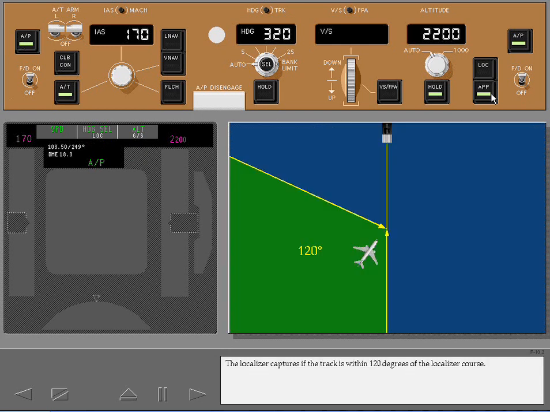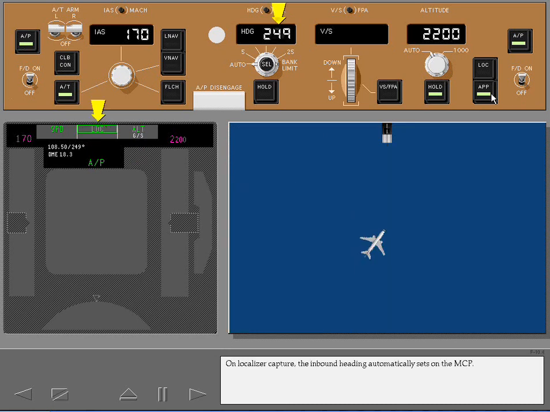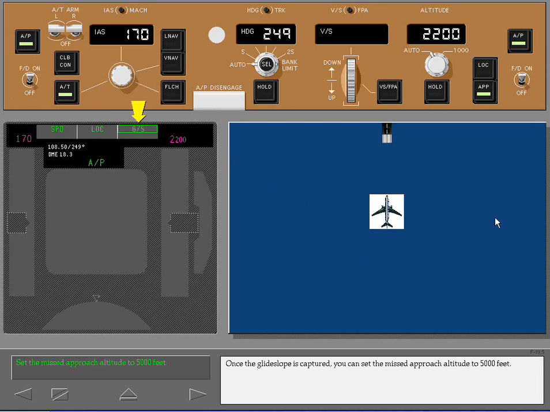The localizer captures if the track is within 120 degrees of the localizer course. On localizer capture, the inbound heading automatically sets on the MCP. Once the glide slope is captured, you can set the missed approach altitude to 5,000 feet.